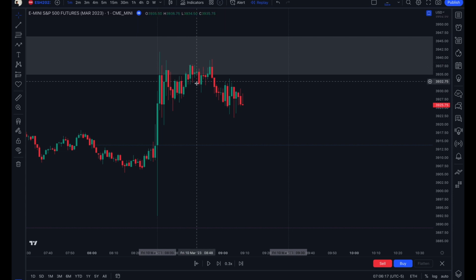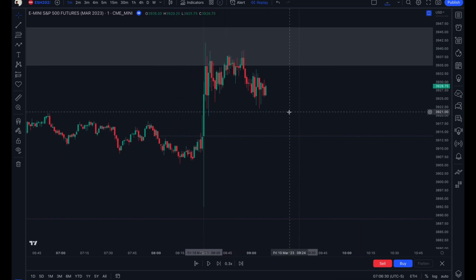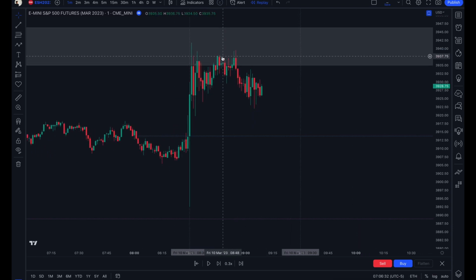You can see there's a potential breaker right here, high, higher high, but I want to see this completely close above this level. So in my book, this doesn't count as a breaker. I want to see it completely close above this level.